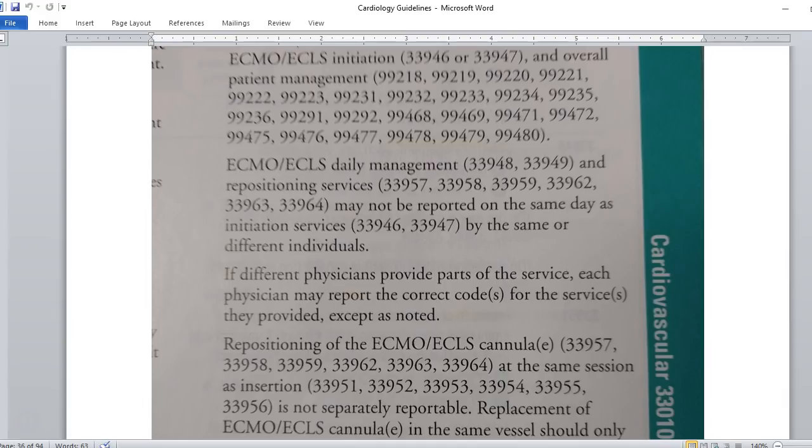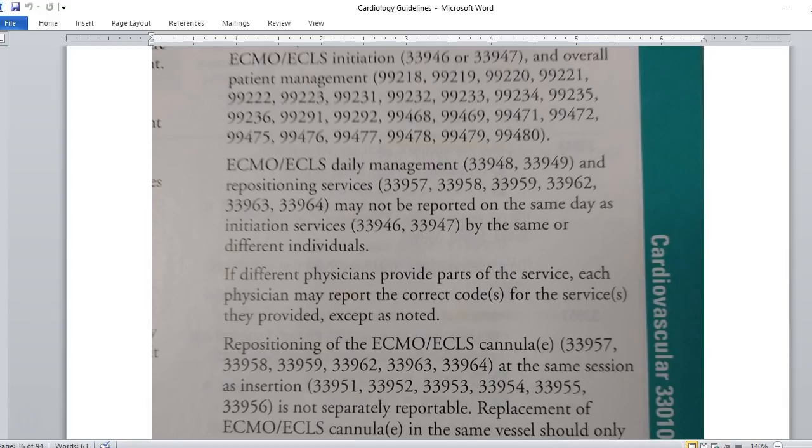And this is because when we are inserting this, it's going to include that day's daily management and any repositioning services that date. As soon as the next date happens, then you can code for any repositionings or any daily management services. But the first date, the initiation, includes everything that happens that date.